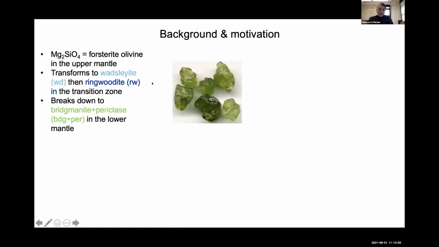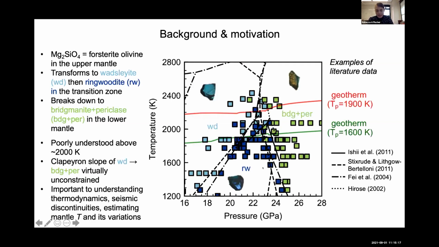Some quick background. Mg2SiO4 is forsteritic olivine in the upper mantle. It transforms to wadsleyite and then ringwoodite in the transition zone before breaking down into bridgmanite plus periclase in the lower mantle. You would think that a mineral that's so abundant in the Earth's mantle is something that we would know its phase diagram extremely well. And we do, but we don't quite know all of it.